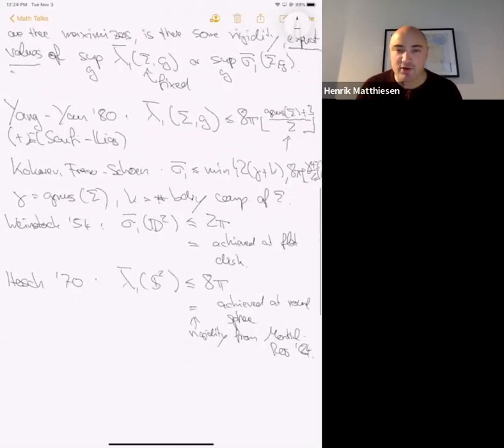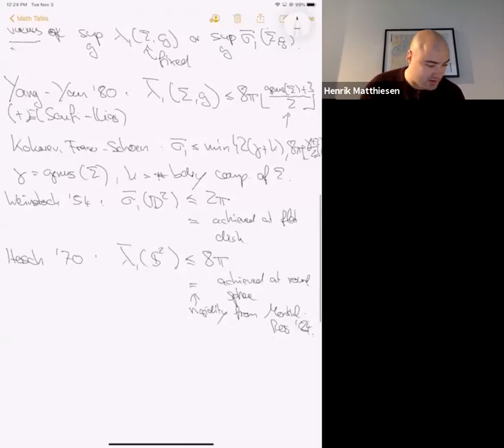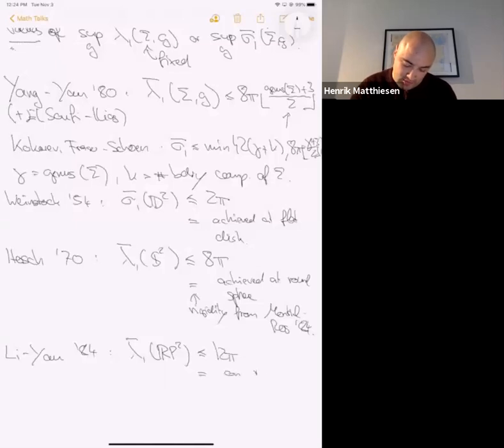Okay, so you see it always takes quite a while to make progress on that. Then it took, again, another 14 years. There's the famous Li–Yau paper on the conformal volume from '84, where they handled the first eigenvalue on projective space, which is at most the value of 12 pi. So you have equality on round RP2, and again rigidity you get from Montiel and Ross.